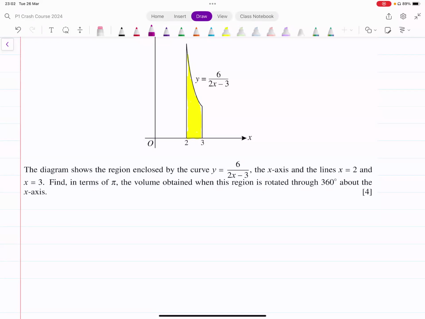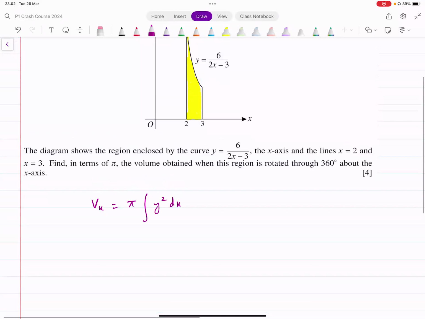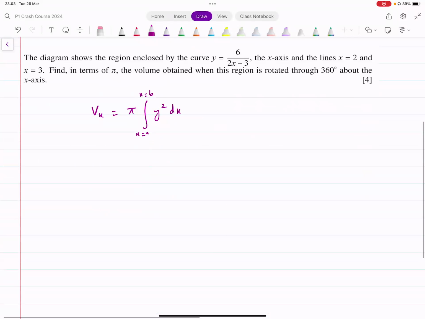What's the volume formula for a situation like this? Vx, volume of revolution about the x-axis, is given by pi into the integral of y squared with respect to x. You just have to use this formula. Limits are from 2 to 3. These are the limits of x here, x equals a to x equals b. Limits are 2 to 3 here.